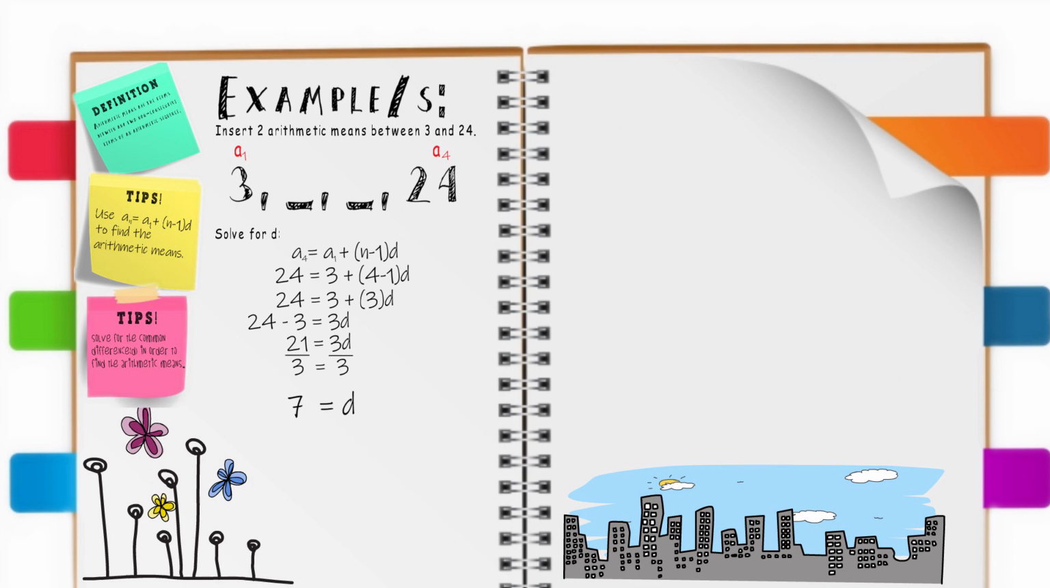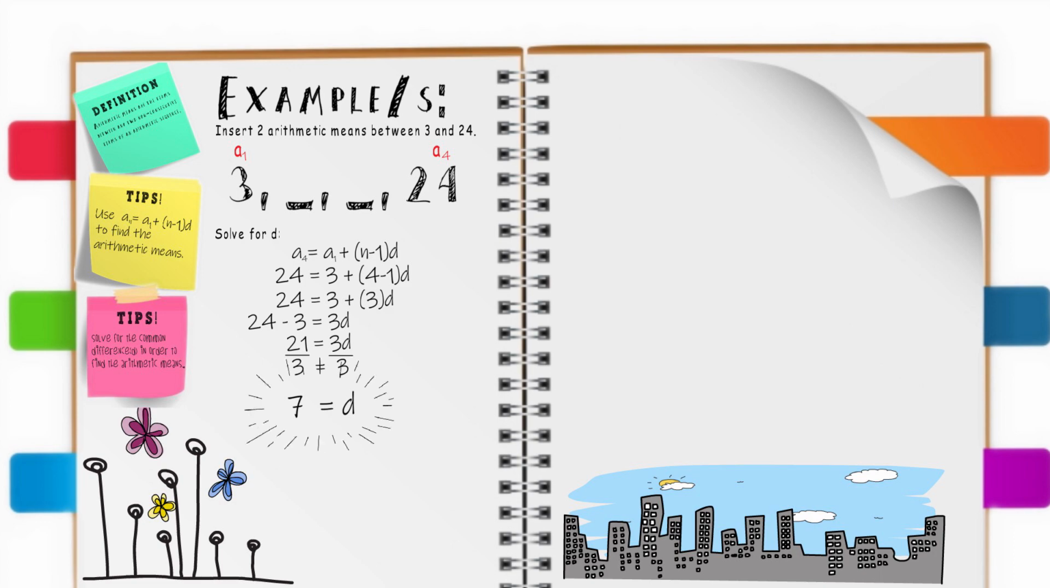And in order for us to get the second term and the third term, or our arithmetic means, we would just simply use our common difference. And our common difference is 7, meaning we would just simply add 7 to our first term to get the next term, and then add another 7 in order for us to get the third term.